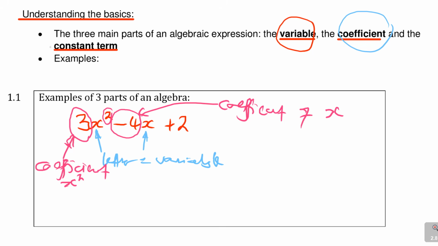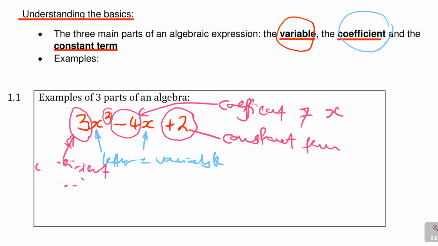And then we have the constant term, that is the number that does not contain the variable. In this case, this plus 2 does not have the letter, so we call that the constant term. These are the three parts of an algebraic expression.